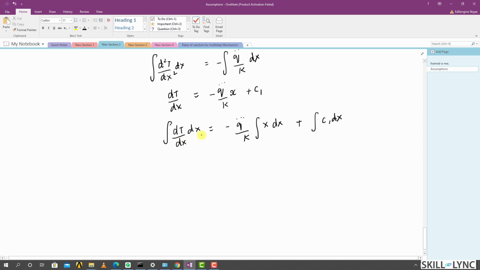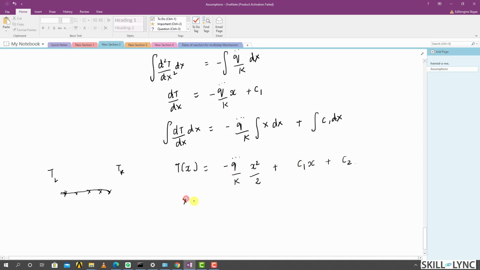So the integral of dT by dx with respect to dx is going to be T of x, and on the right hand side we have minus q triple dot by K multiplied by x square by 2, plus we are going to have C1 times x plus another constant, C2. Now in the same example, let's call TL the temperature on the left hand side node and TR the temperature on the right hand side node, and let's figure out the values for C1 and C2.